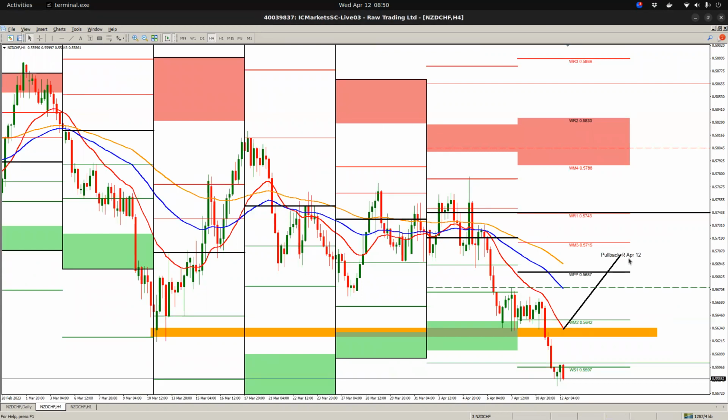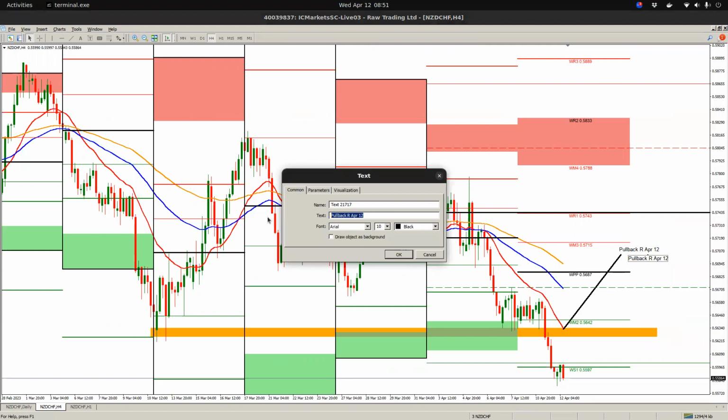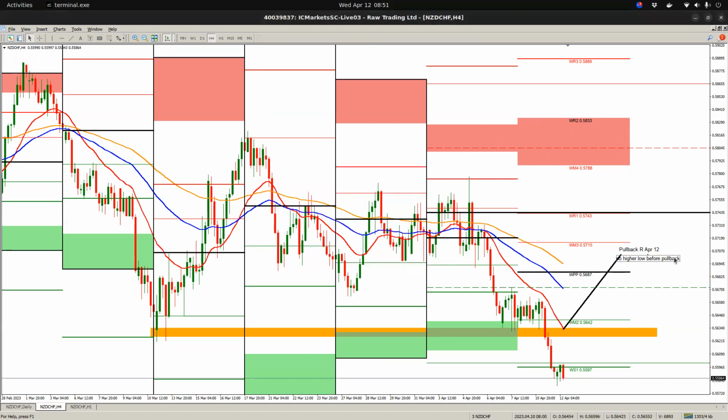Now, of course, what you want to make sure of, let's make a note over here. You want to make sure you have no higher low or pullback before. What I mean by that is that price doesn't come up here, make a higher low, and then shoot up. Make sure that price is neutral. Price goes straight into that resistance.